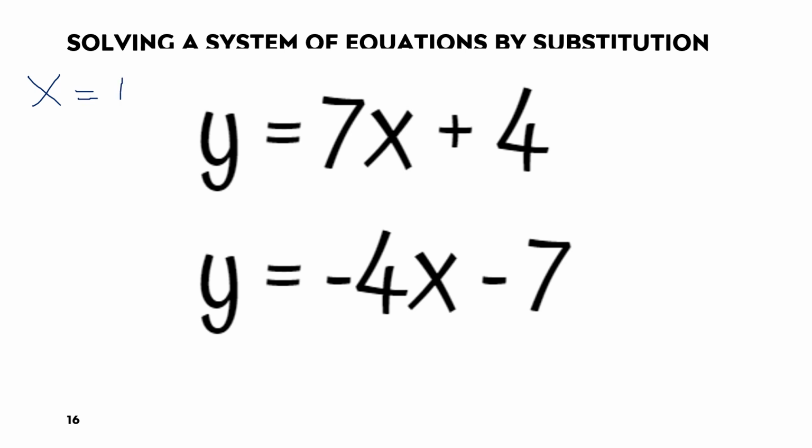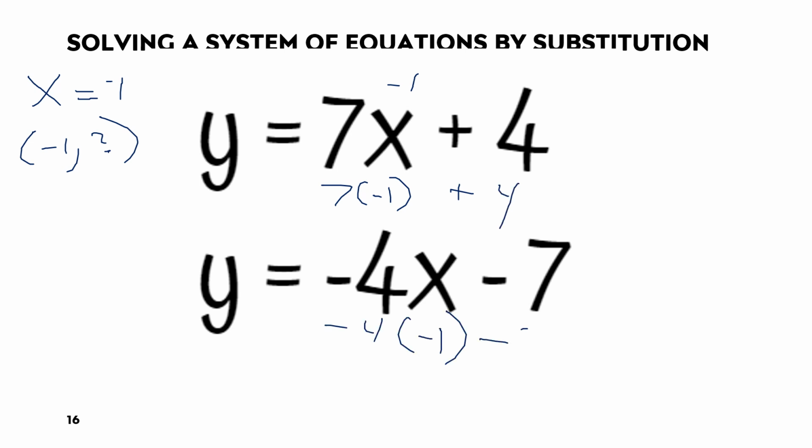So now we just need to figure out what goes in our y spot of our relation. So to do that, we just substitute negative 1 for x. So here you'd have 7 times negative 1 plus 4. Here you'd have negative 4 times negative 1 minus 7. So if you want, you can pause the video and try that for yourself, see what you come up with.